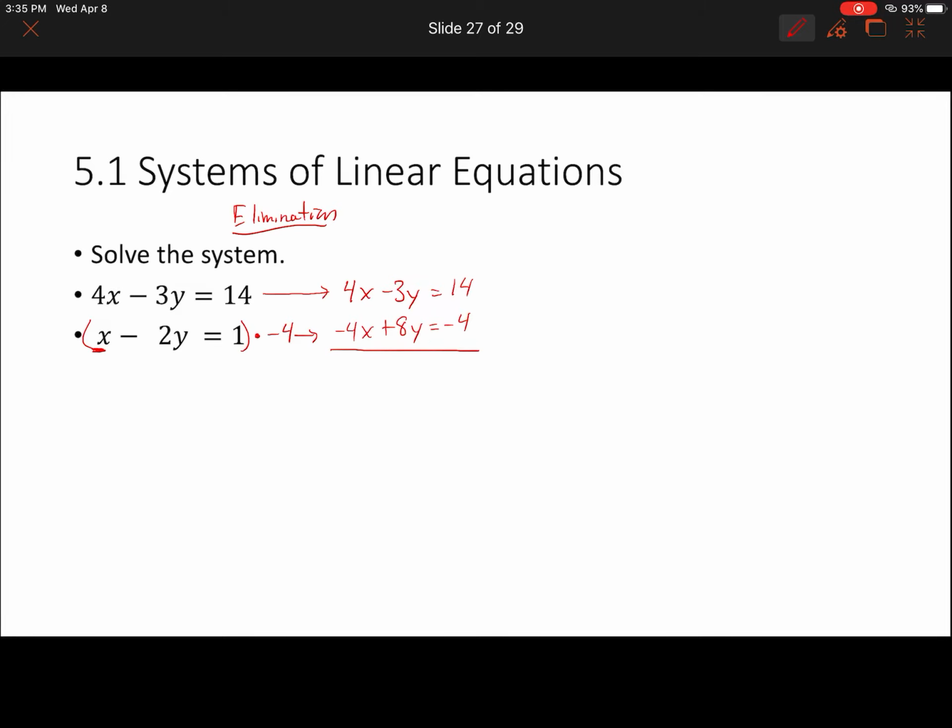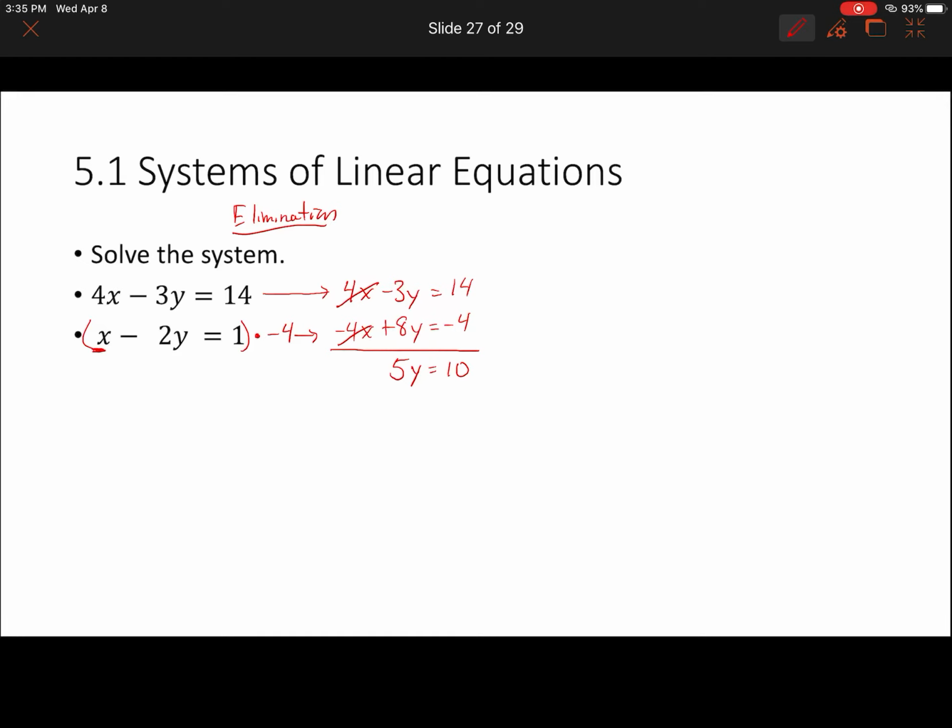And then I'm going to add these equations together. And so when I add them together, the 4x minus 4x goes away. It eliminates the x. That's what we wanted. And you'll notice that negative 3y plus 8y is 5y, and 14 minus 4 is 10.